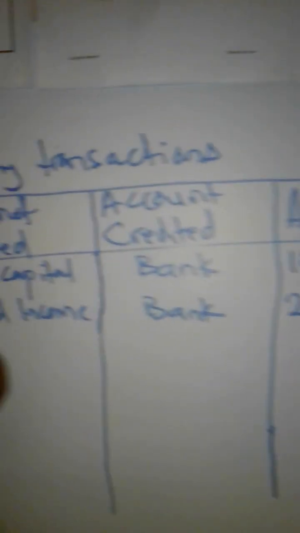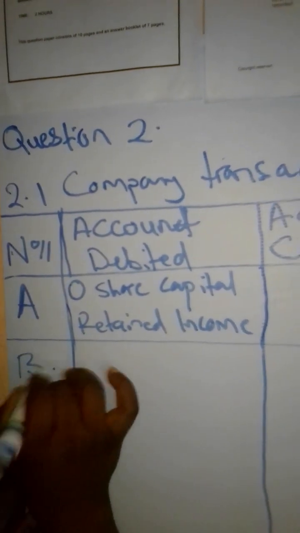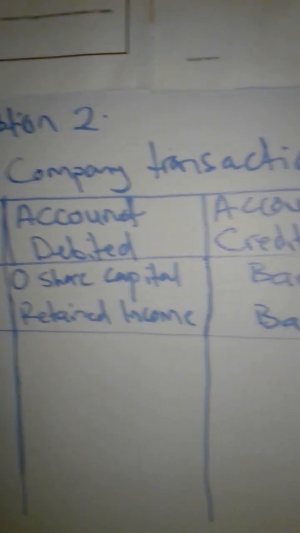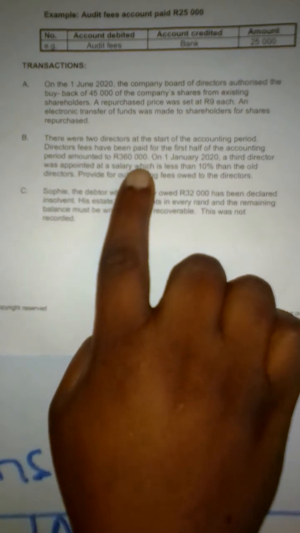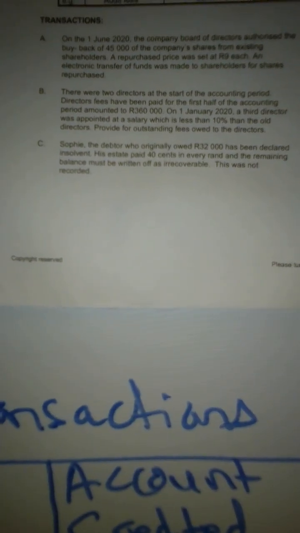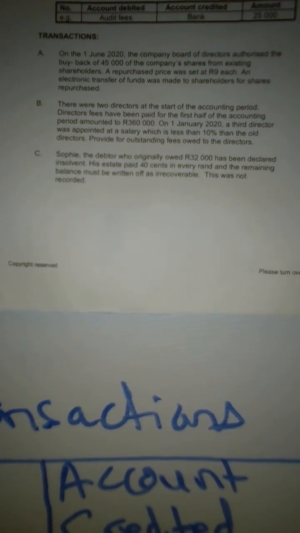Okay, now we are moving on to part B. What are they saying on B? There were 2 directors at the start of the accounting period. The directors' fees have been paid for the first half of the accounting period. The first half has been paid. So in other words, this amount, the 360,000, is for the first half of the year, for 2 directors. So this is half of their money.